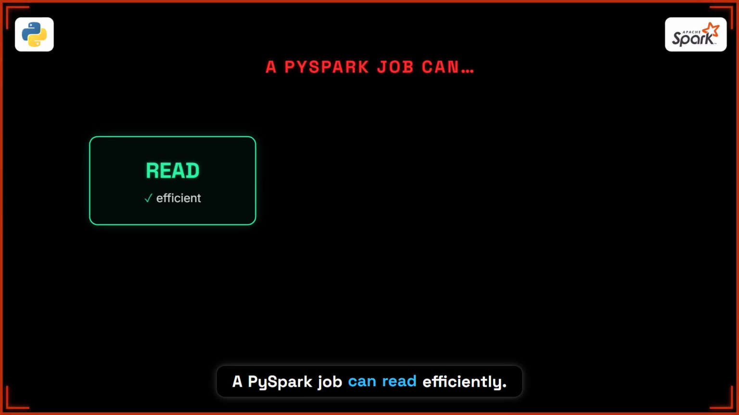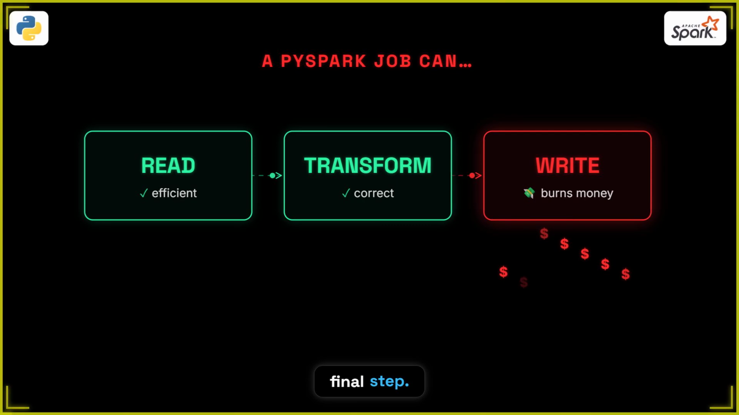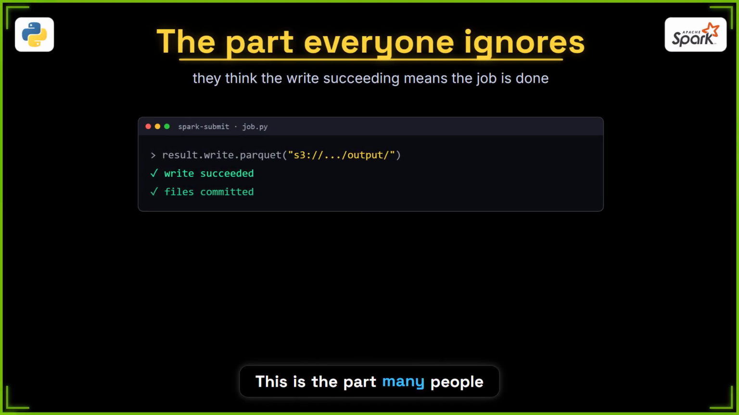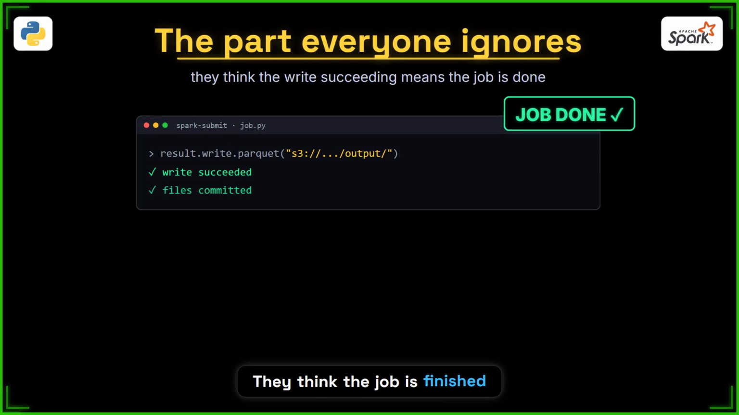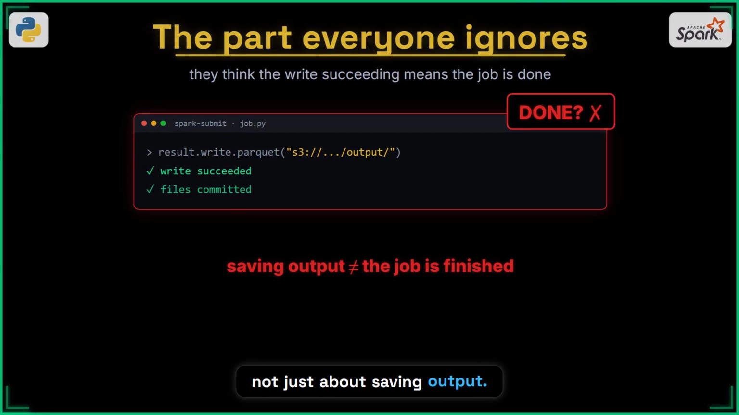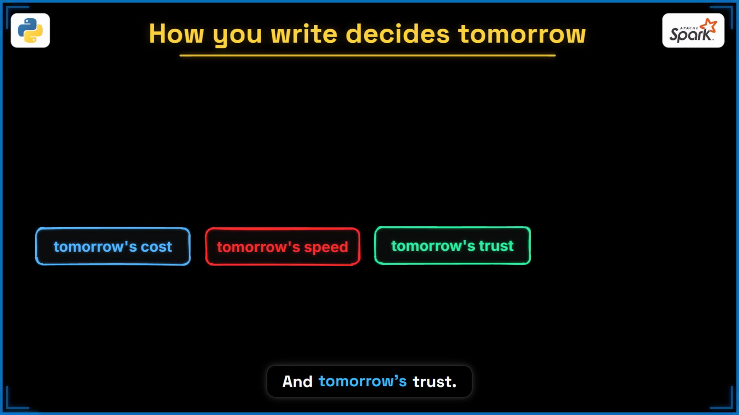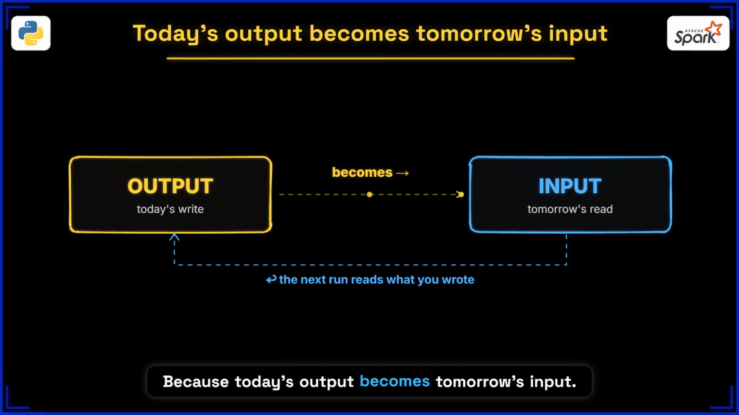A PySpark job can read efficiently, it can transform correctly, and still burn money at the final step, that is, the write phase. This is the part many people ignore. They think the job is finished when the write succeeds. But in production, writing data is not just about saving output. The way you write data decides tomorrow's cost, tomorrow's speed, and tomorrow's trust as well. Because today's output becomes tomorrow's input.